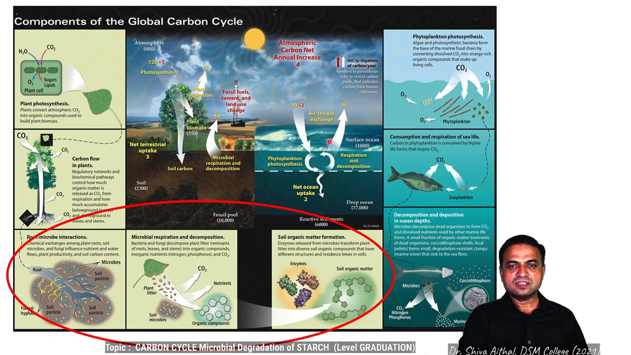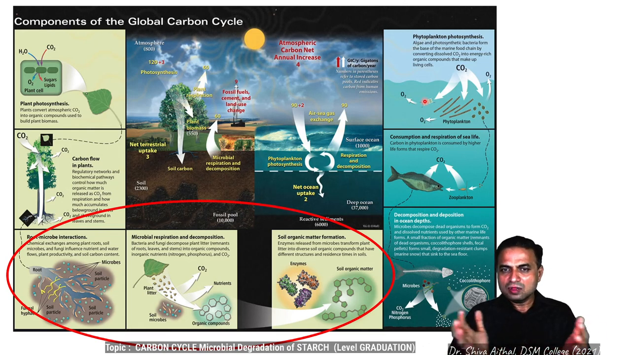On the sea surface, the scenario is somewhat different. Phytoplanktons and photosynthesis take place. Algae and photosynthetic bacteria form the base of the marine food chain. In the marine ecosystem, the basis of the food chain is the phytoplanktons and the photosynthetic bacteria, the blue-green algae. They convert the dissolved carbon dioxide in the sea water into energy-rich organic compounds. That is, they make up the living cells.